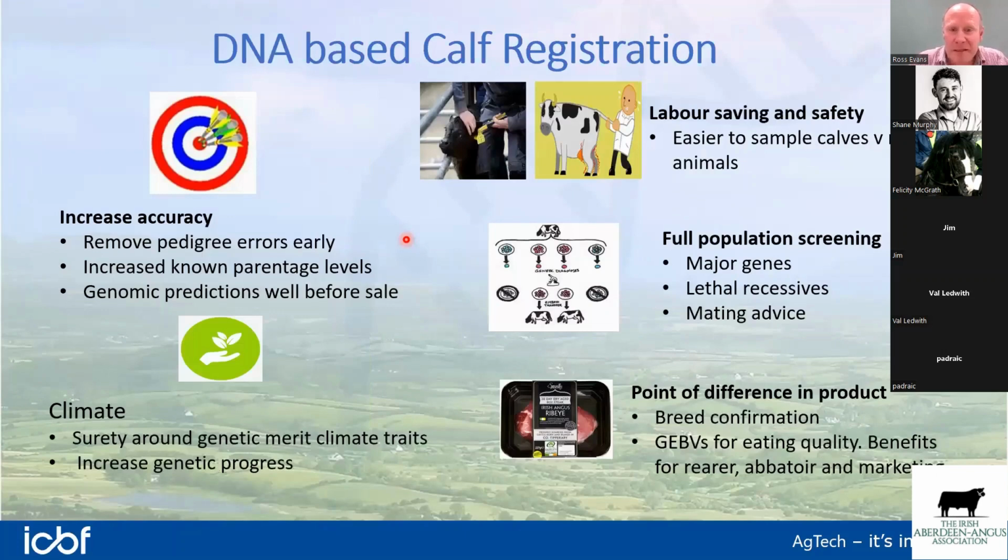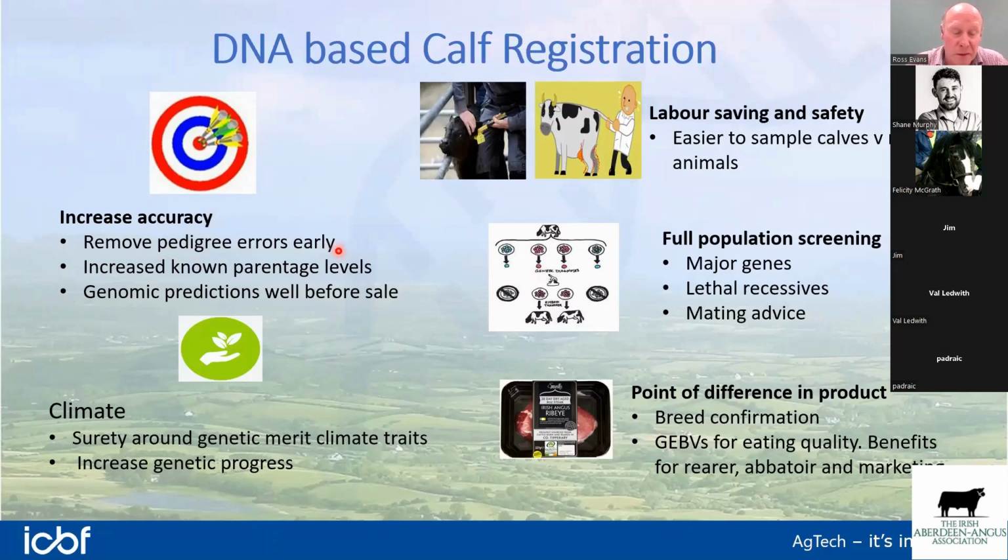Finally, the last point I'm going to touch on in relation to the application of genomics to a breeding program is an initiative that we're working on here now, a DNA-based calf registration. So if you think about what are the benefits to doing this, basically you'd increase your accuracy across the board. You remove your pedigree errors almost at source.